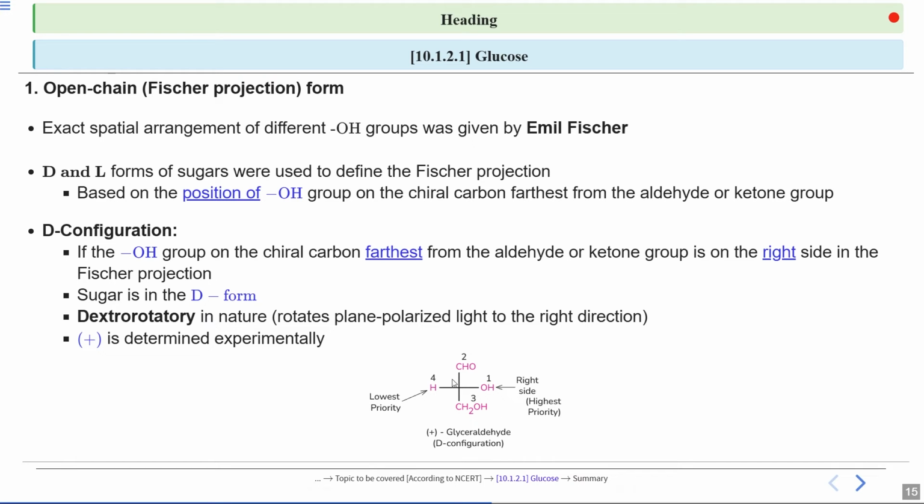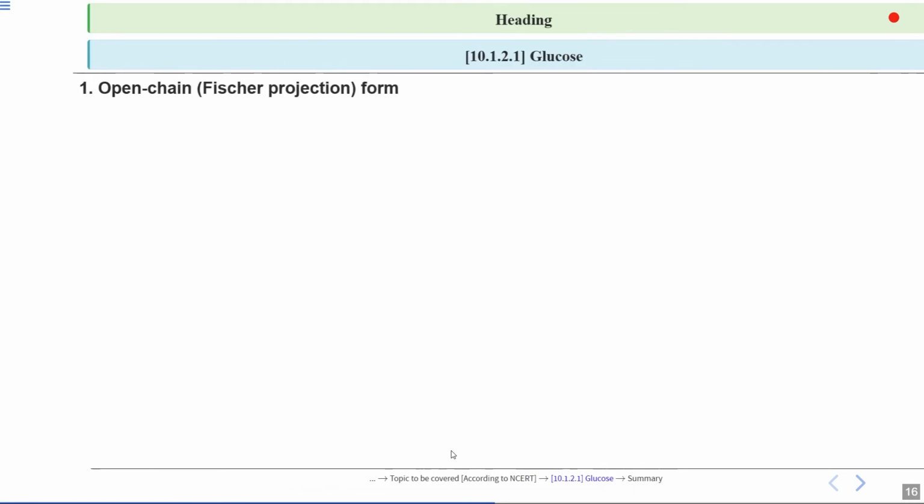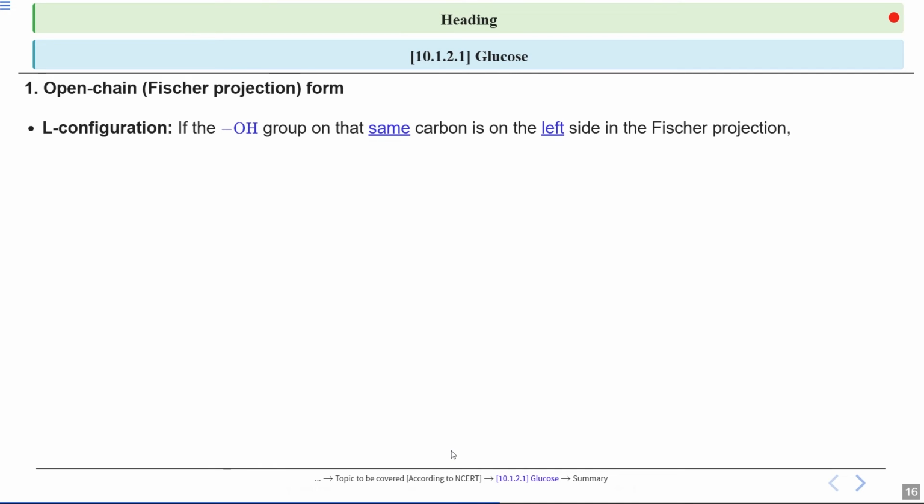When you give the priority, OH gets the first priority and hydrogen gets the least priority. So this is glyceraldehyde over here, and this OH on the right shows that this is D configuration. Now, we will discuss L configuration. In the Fischer projection, if the hydroxyl group, which is the OH group, on a specific carbon is on the left side, we call it L configuration. So the sugar is classified as an L form if the OH group is on the left.